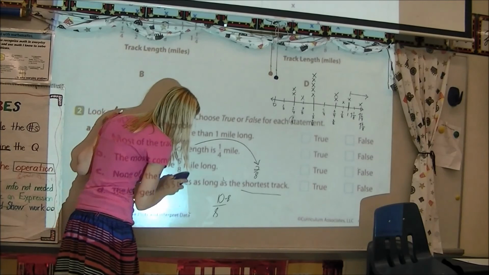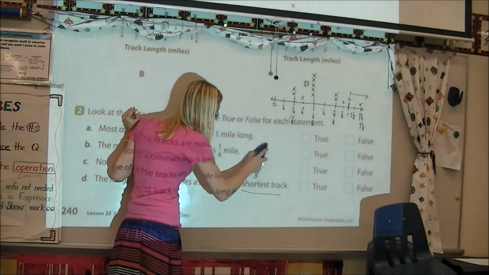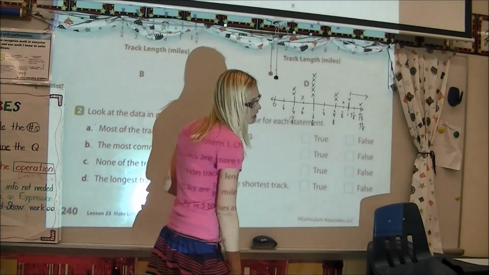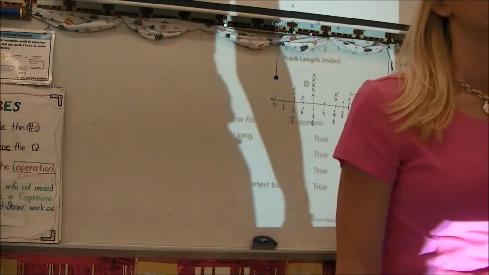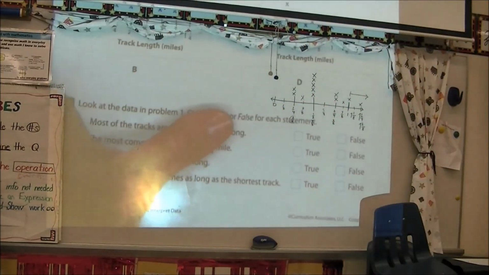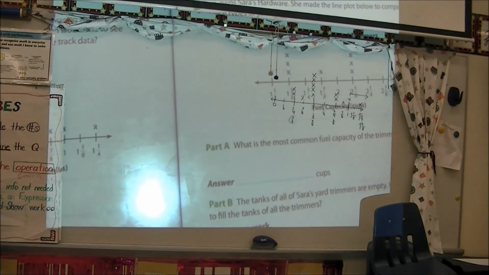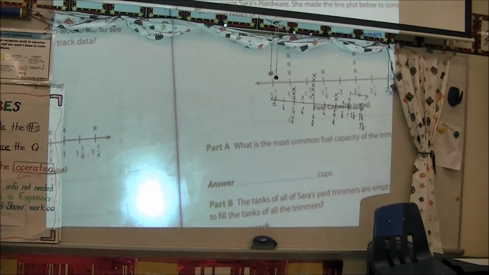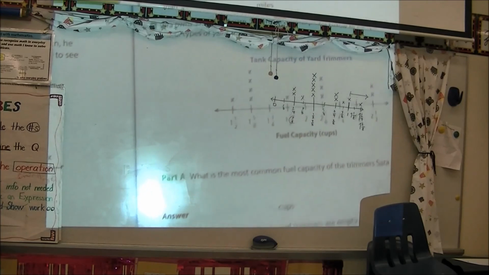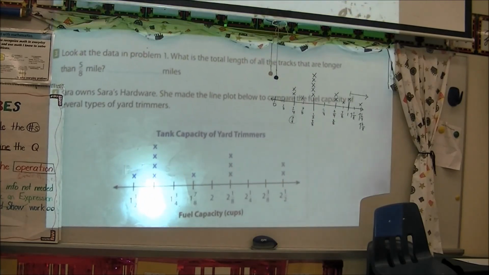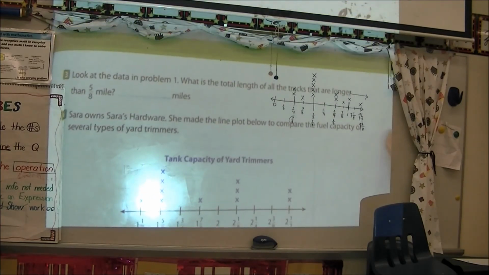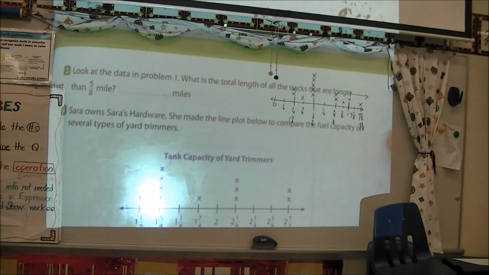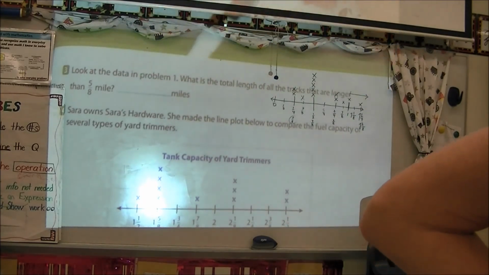Okay, let's take a moment, go ahead and look at the next page. On the next page, we're given a new line plot, so we still have a couple more questions. It says, look at the data in problem 1. And again, in problem 1 is where I had to figure out which line plot was correct. And so I still have my correct line plot. I'm going to use that one to answer this question.